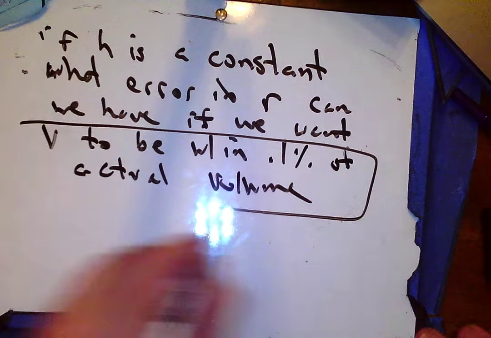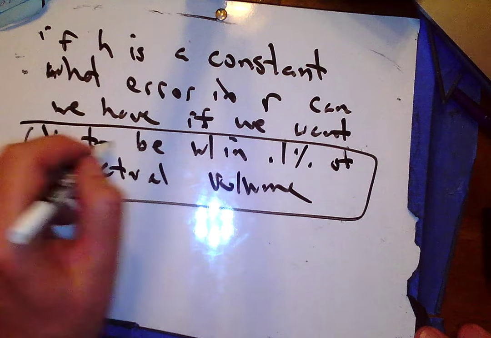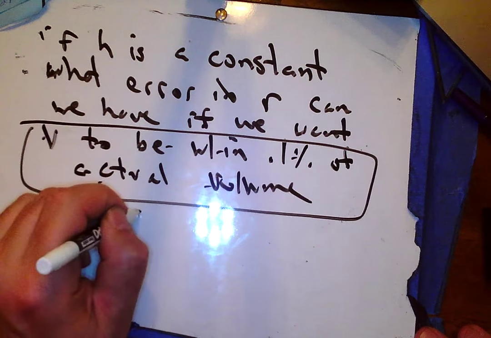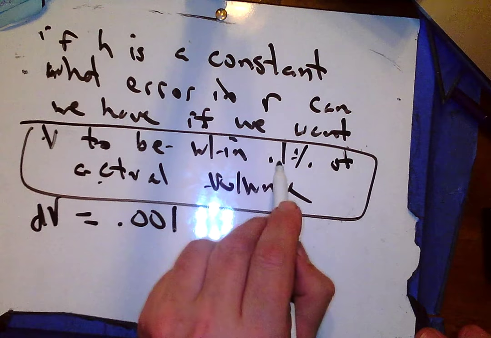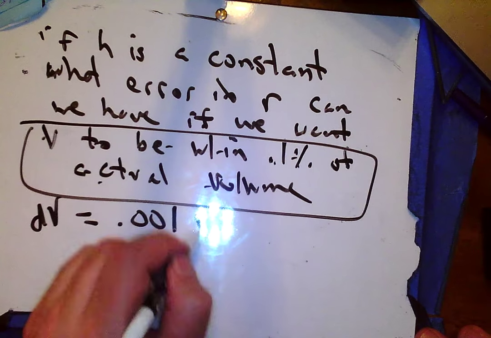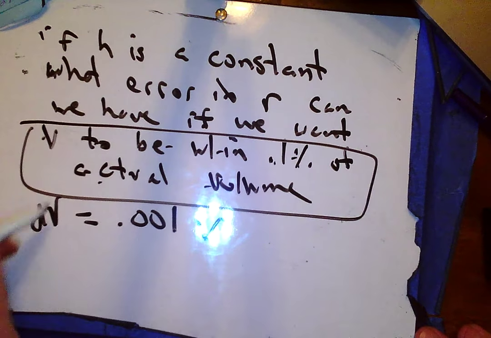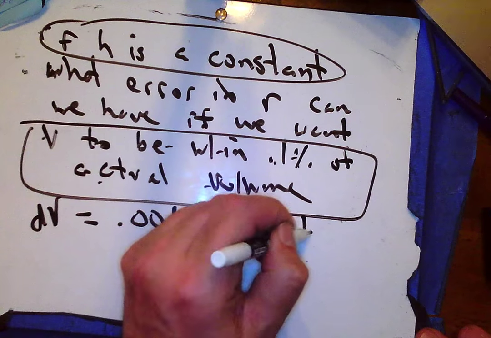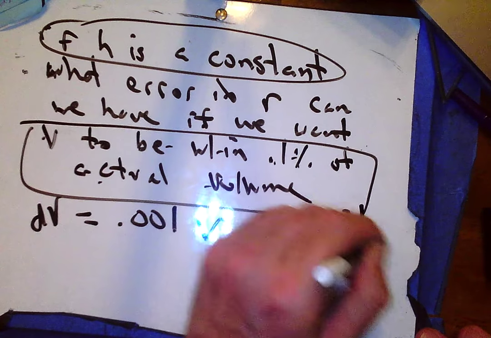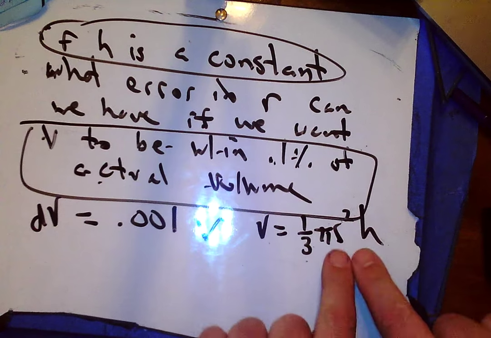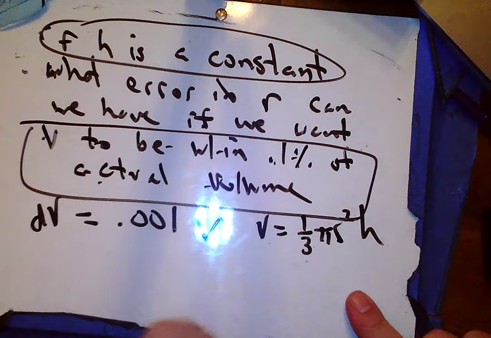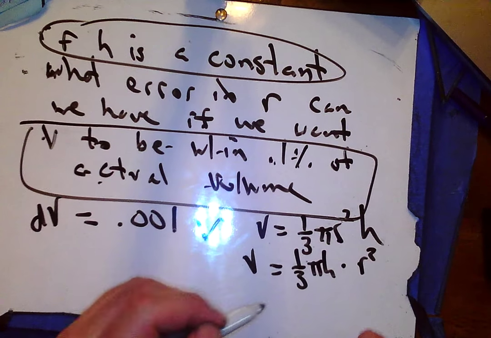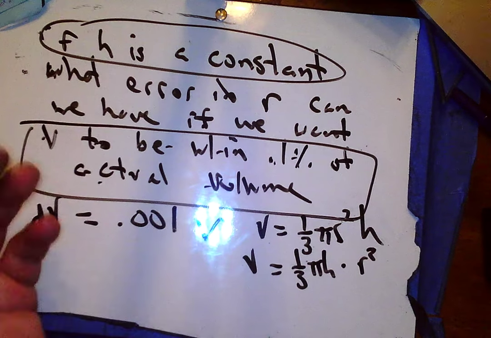So here, I'm saying the change in volume has to be within 0.1% of the actual volume. So dV equals 0.001, 0.1% V. Okay? And we're holding h as a constant, and we're still talking about a cone, where V equals 1/3 pi r squared h. This is a constant now. That's a variable raised to a power. I might want to write this as 1/3 pi h times r squared when I go to take the derivative of both sides with respect to r.